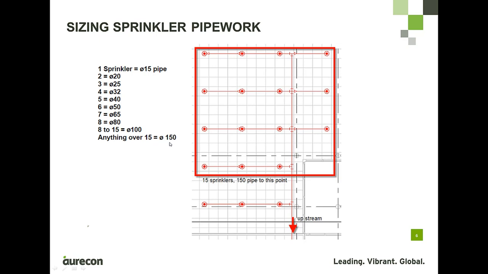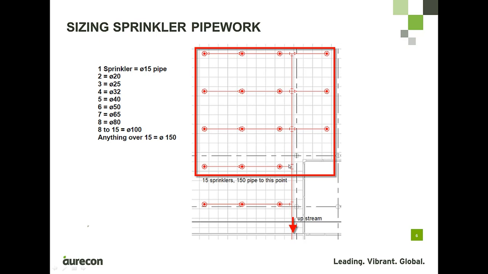So if we look at this example here on the right, this diagram, we can see here that we've got pipes feeding from upstream here at this point, downstream feeding these sprinklers. If we count on this around in the red box, we've got 15 sprinklers here. So going by this code here on the left, we're going to need a pipe of 150 millimeters in diameter up until this point where it's feeding 15.